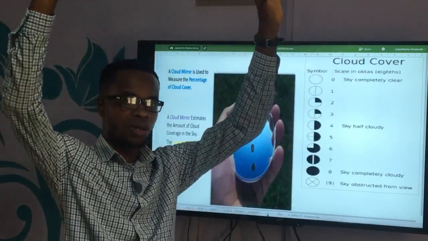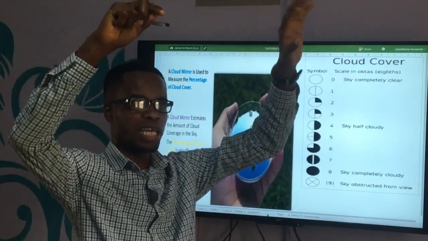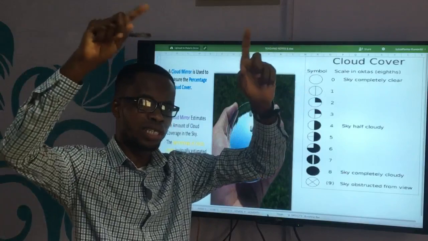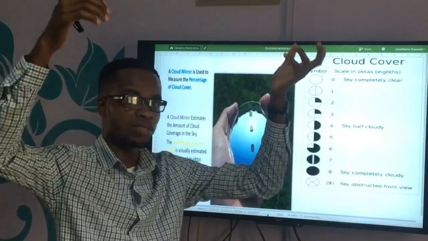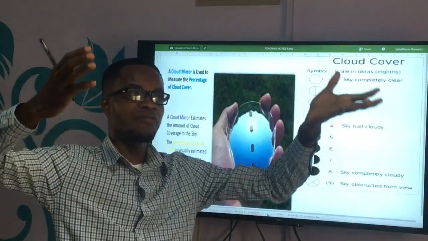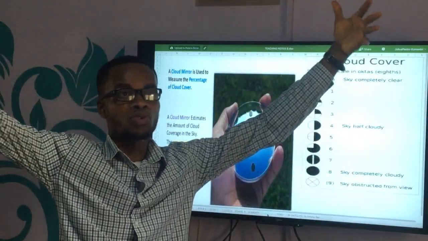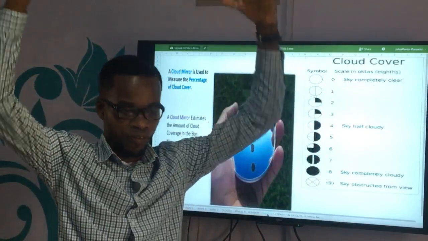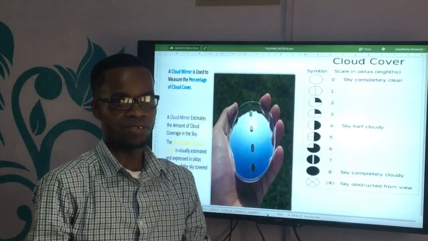Something holds the cloud over there. We call that the aerosol. That is what holds the cloud. When the clouds become very heavy and it's too much for the aerosol to hold, then it has to fall back onto the earth as rain.